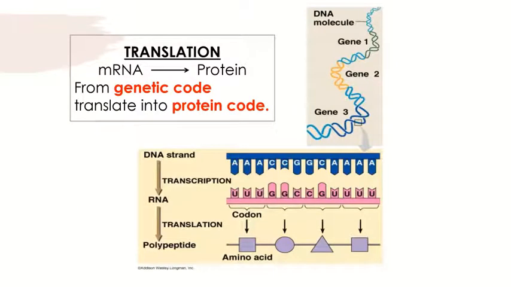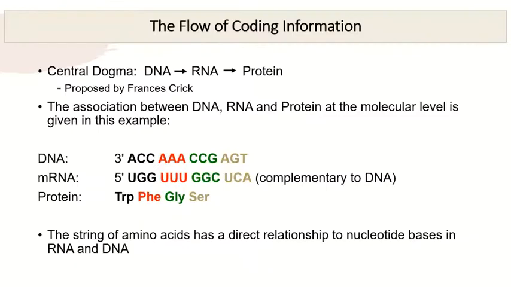So the translation process is a process of translating the mRNA into a protein. The genetic code will be translated into a protein code. So we start everything with the DNA strand, then it is transcribed into RNA, and when you have the mRNA, it will later be translated to form the polypeptide. That polypeptide basically comes from the arrangement of lots of amino acids. Okay, Francis Crick, the scientist we mentioned during our DNA replication, proposed a theory we call the central dogma.